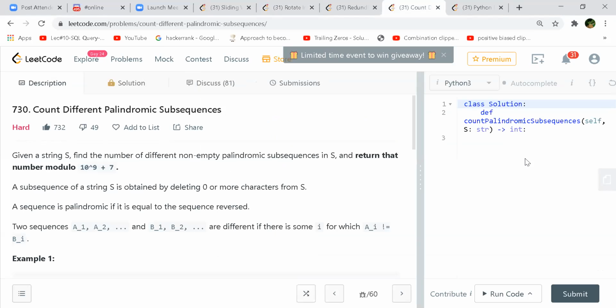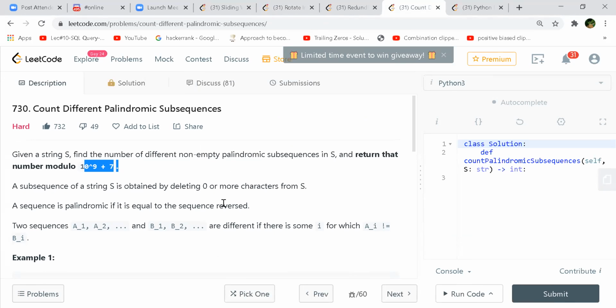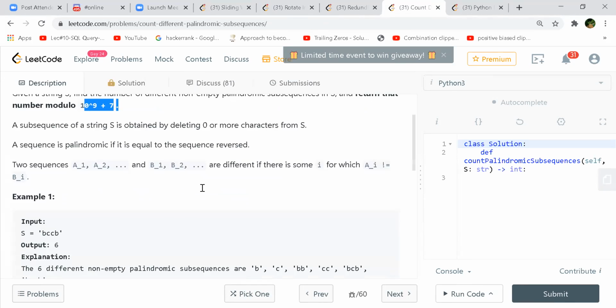Yeah, so we have to count the different palindromic subsequences. We are given a string S, and you have to find the number of different non-empty palindromic subsequences in S, and you have to just take the mod of it. A subsequence of a string is obtained by deleting zero or more characters from S, and a sequence is palindromic if it is equal to its reverse. And they are different if a_i is not equal to b_i.